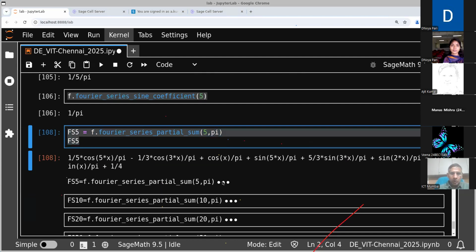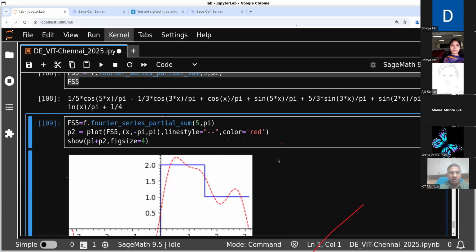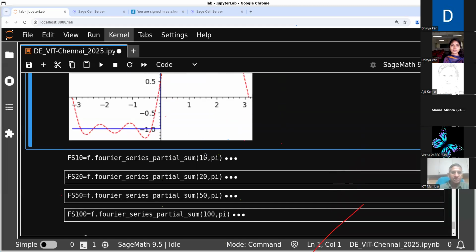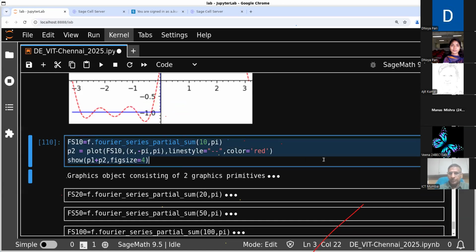But let us also plot this function along with the first 5 terms. This is how it looks like, right? So you can see here this is how it looks like. It is not a very good approximation, but as we take more and more terms in the partial sums, the approximation will become much better, right? So let me copy this.